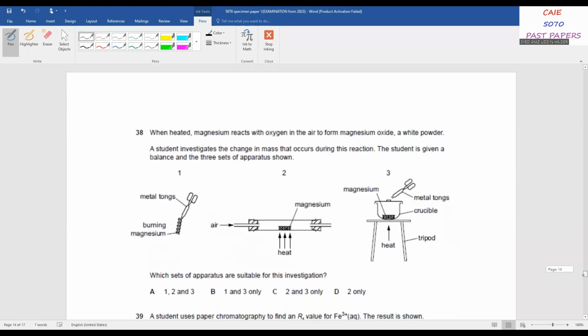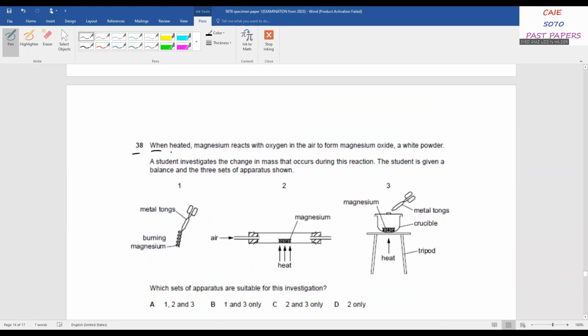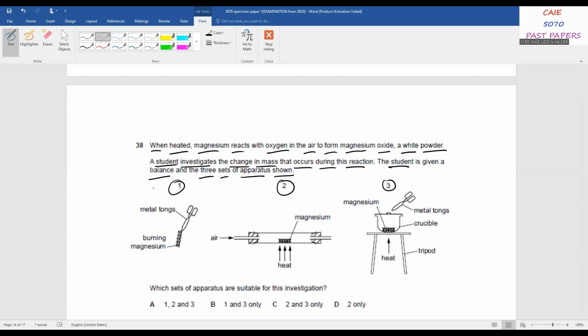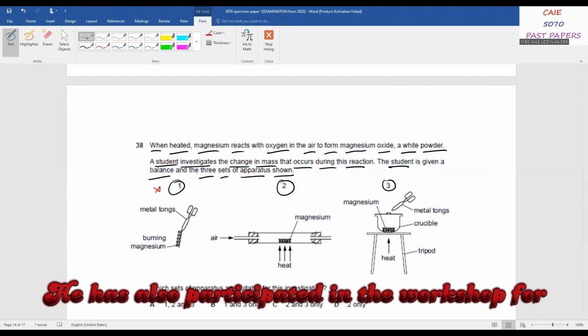38. When heated, magnesium reacts with oxygen in the air to form magnesium oxide, a white powder. The student investigates the change in mass that occurs during this reaction. The student is given a balance and the three sets of apparatus shown. These are the apparatus 1, 2, and 3. Now student is investigating the change in mass that's occurring during this reaction. So one must be wrong. You can either have 2, 3, or both.